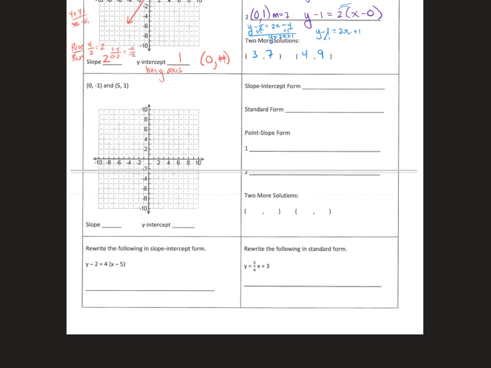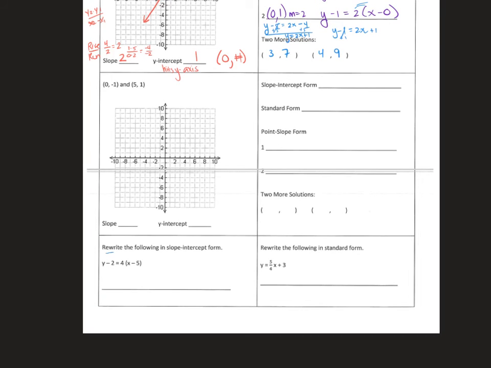So this one that says rewrite the following in slope-intercept form, that's what I was just doing, where you can distribute. So I get y minus 2 equals 4x minus 20, and then add 2 to both sides. Oops, I meant to do that here. Add 2 to both sides. So we get y equals 4x minus 18.